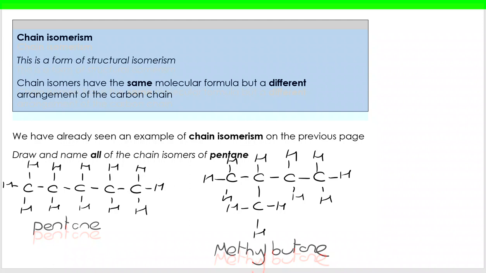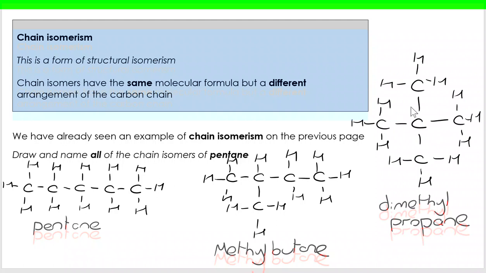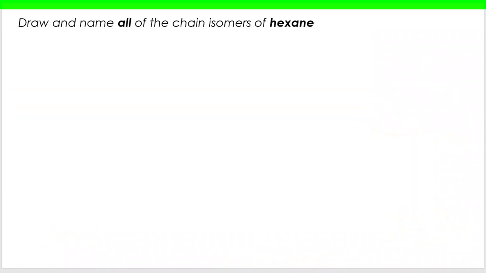But can I go further? Is it possible to get the longest carbon chain of 3? Well, it looks like we can, because I can go 1, 2, 3 with my groups coming off. So I've got 2 methyl groups coming off, so that becomes dimethylpropane. Again, I don't need to number them, because if I try to move this CH3 to here or here, I'm actually extending the carbon chain and turning it into a butane. Slightly more complicated, how many can you find for hexane?